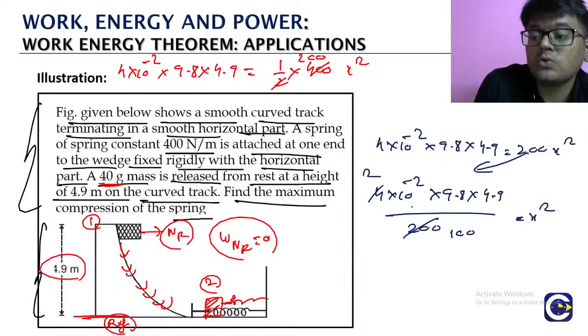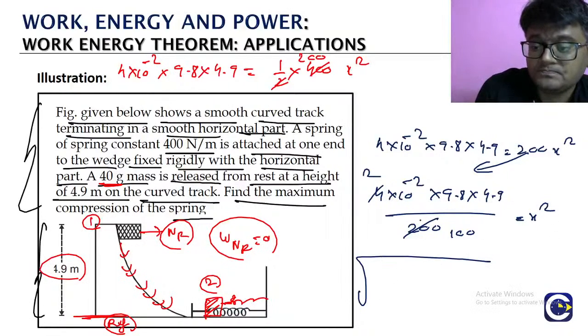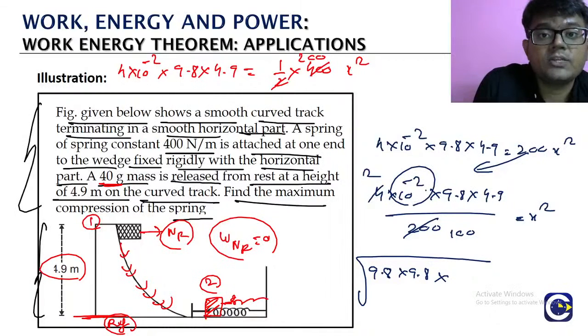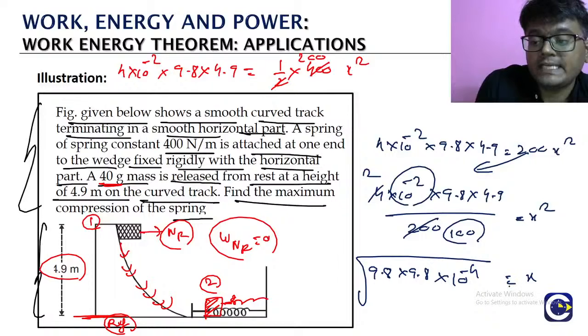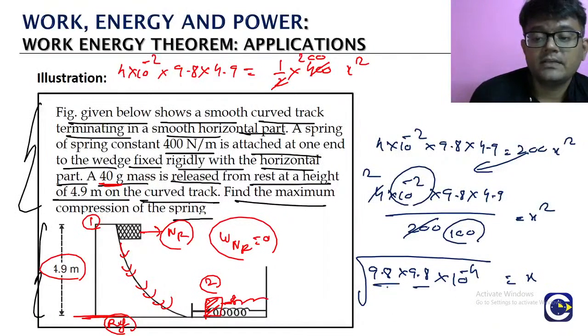So we'll have to take a root on both sides. Root of 2 into 4.9 is 9.8, so we'll have two 9.8s. 10 power minus 2 is there in the numerator, denominator 100. Total it will be 10 power minus 4. That is our x. Two 9.8s are there inside the root, so one 9.8 will come.